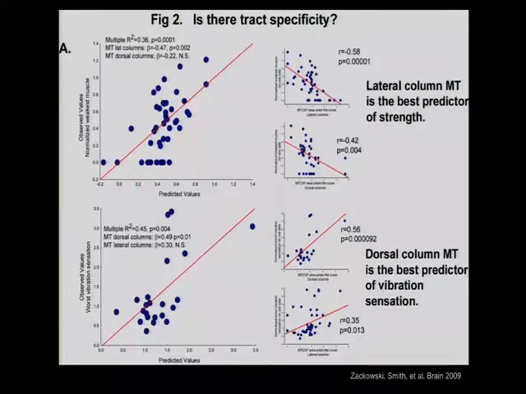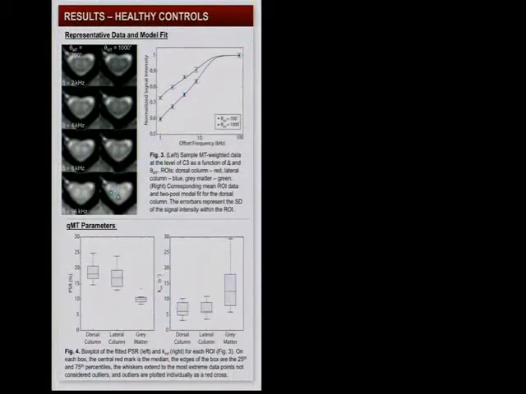And when we look at the dorsal column, we also see that there is a strong correlation with vibration sensation. And I won't belabor this, but there is specificity in these. So that the lateral column MT best predicts strength, whereas the dorsal column MT best predicts vibration. And if we want to talk about this a bit later, we can talk about that. So there is some structural specificity, structure-function specificity.